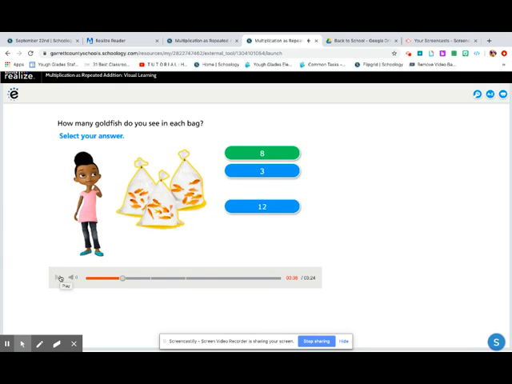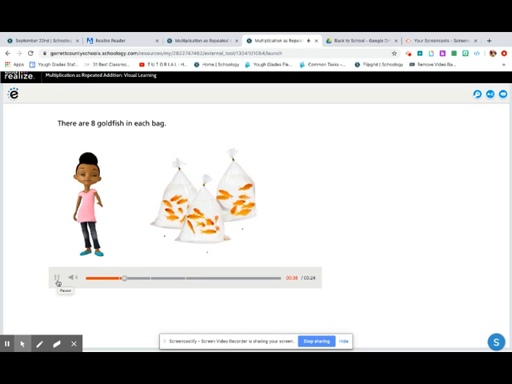Select your answer. So right here, I've already selected 8. If you counted the goldfish in the bag, you will see that there are 8 goldfish in the bag. There are 8 goldfish in each bag. That means there are 8 per bag. So you have 3 groups of 8.